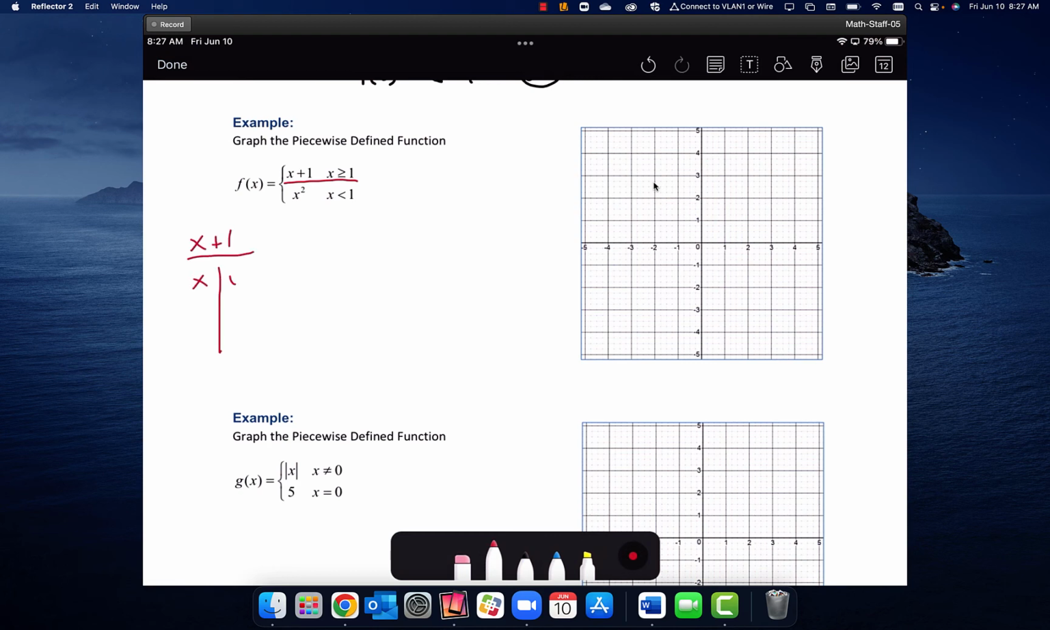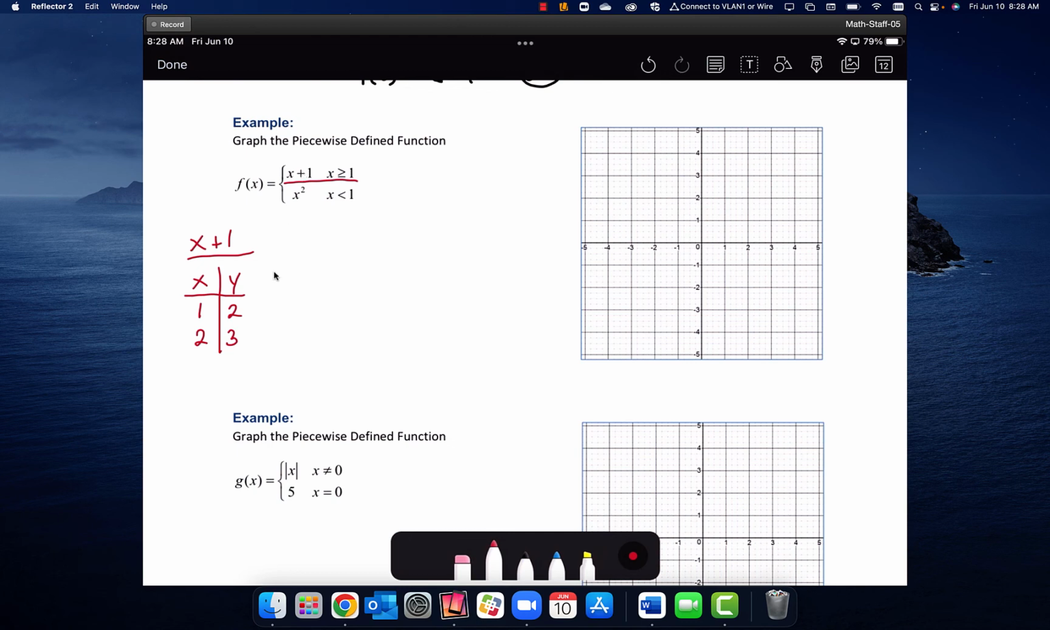So we'll get some point plotting values. X can be whatever we want it to be as long as it's within this restriction. So I recommend you start with what's given. Start with 1. When we plug in 1, we get 1 plus 1, which is 2. And then we need to pick another x value. Looking at the restriction, we can be 1 or bigger than 1. So let's choose something that's bigger than 1, for example, 2. Plug in 2 and we get a 3.